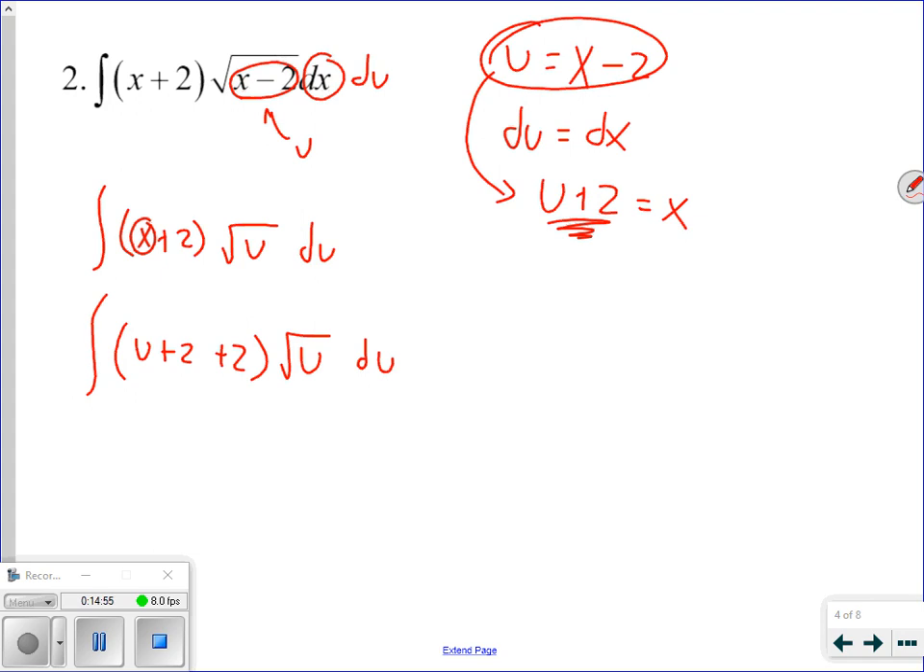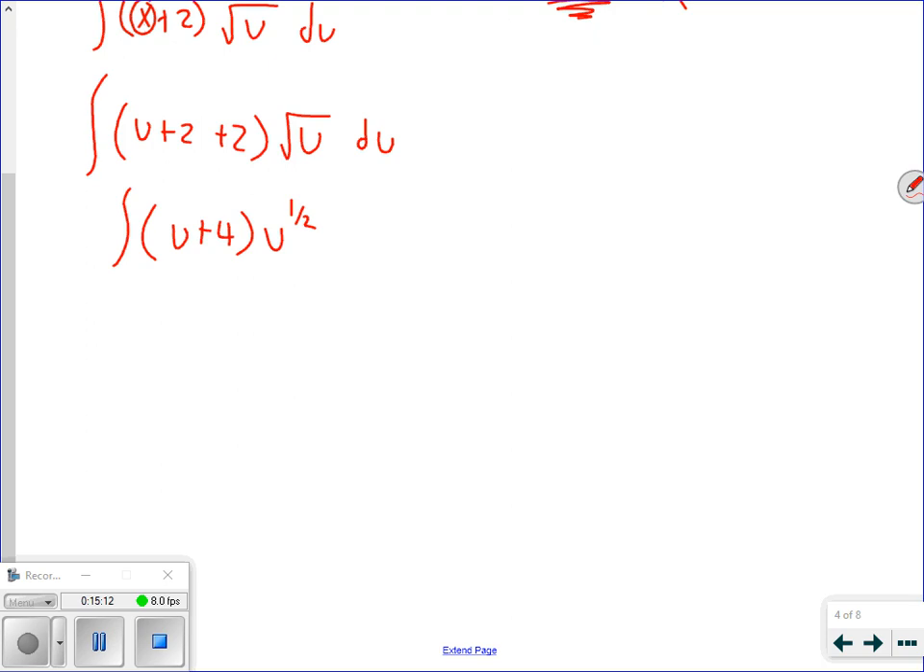So I was able to do u substitution. I was able to get rid of all the x's by manipulating this u equation at the beginning. And now I can integrate this by just distributing and simplifying. Okay? This is the same thing as the integral of (u plus 2) times u to the 1/2 power. And I can distribute the u. So I got the integral of u to the first times u to the 1/2 is u to the 3/2 plus 2u to the 1/2. Okay. And we can integrate that all day long.